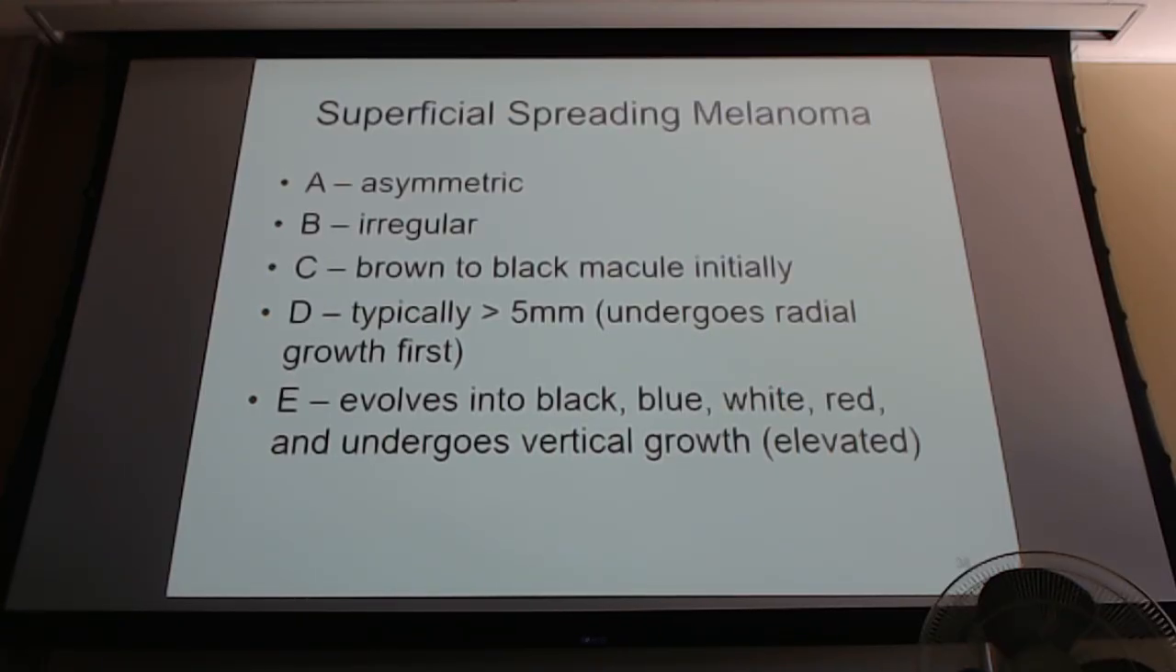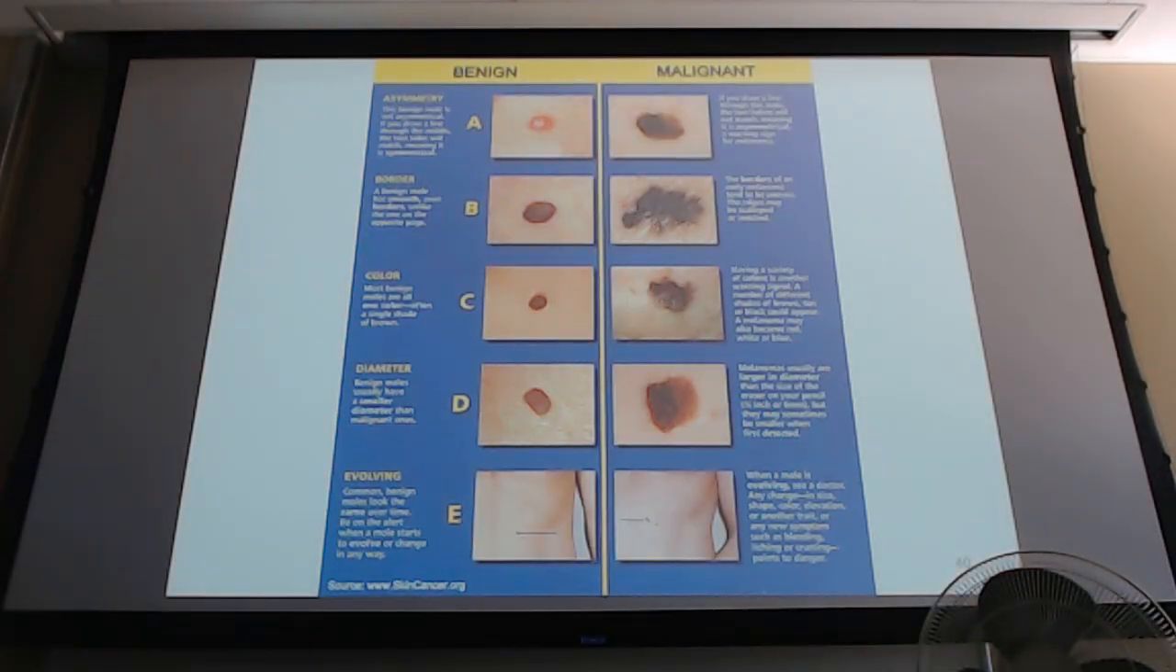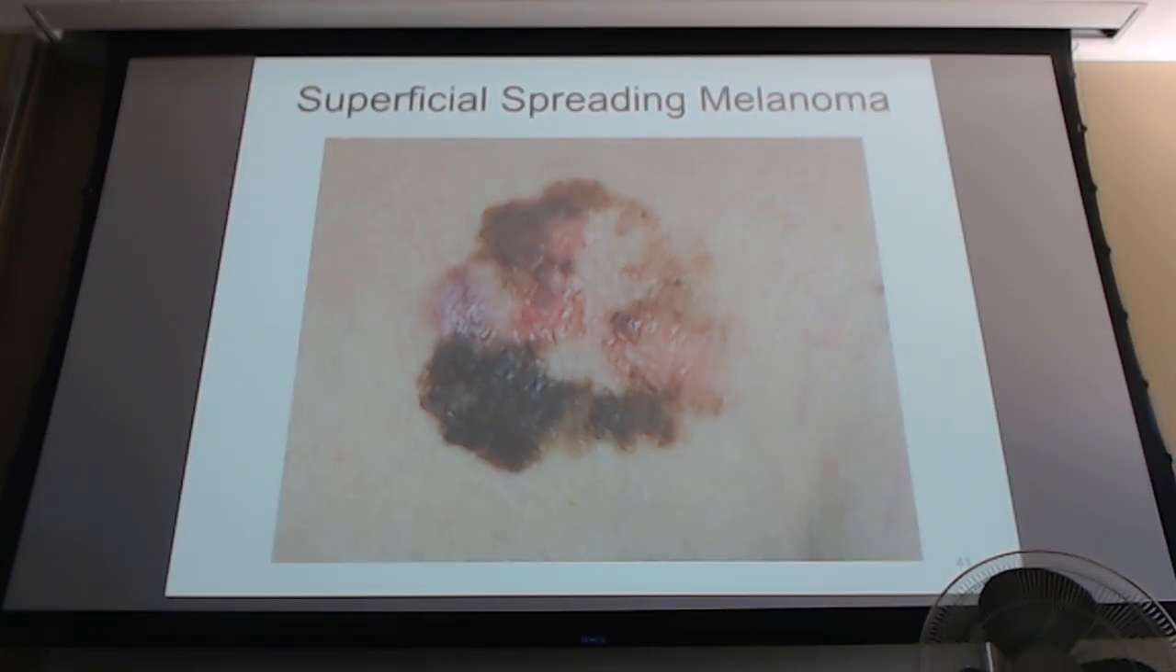So this one starts and undergoes radial growth first, evolves into black, blue, white, red, and undergoes vertical growth. It becomes elevated, so it starts to get that vertical, but it starts with radial growth. And there are all of these pictures out there that just show how it starts. You see it gets into that radial growth first, and then afterwards it goes vertical, depending on how long it has been there.